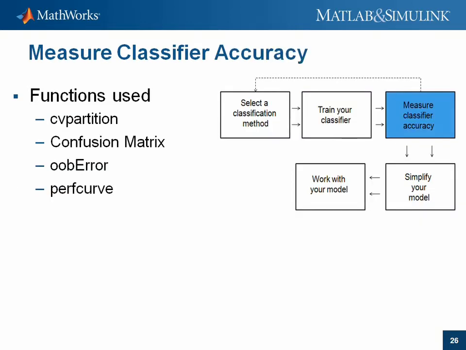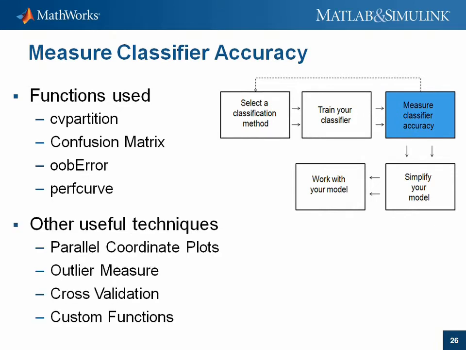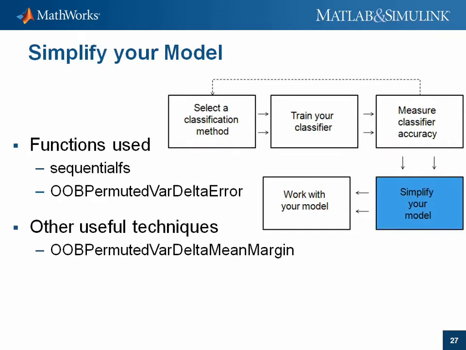Next, we measured the accuracy of our trained classifier. The primary functions that we used were cvpartition to create test sets and training sets, the confusion matrix, OOB error, and perfcurve. However, there are a wide number of other techniques that can be used to understand the accuracy of a classifier. Finally, we went and simplified our model. The most important function that we used was sequentialfs. However, as we discussed, TreeBagger also provides built-in support for measuring feature importance.